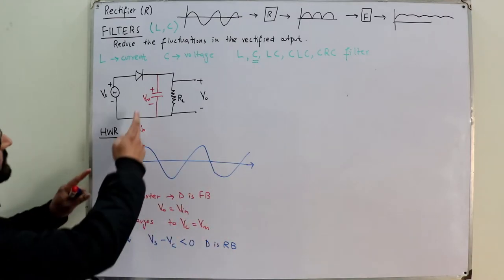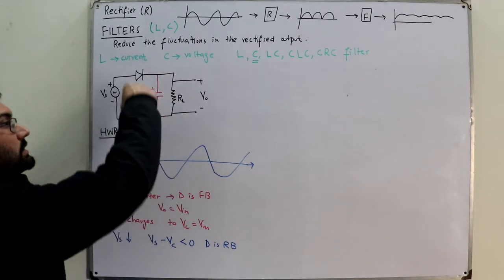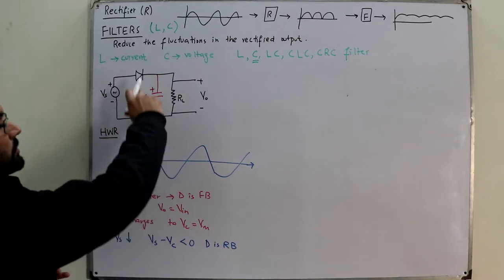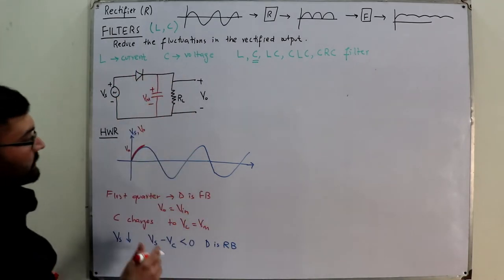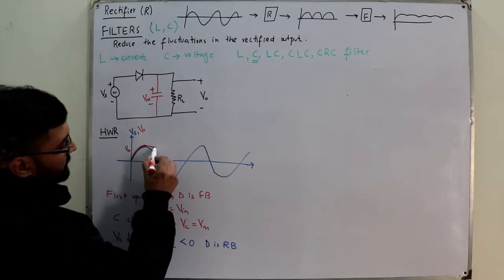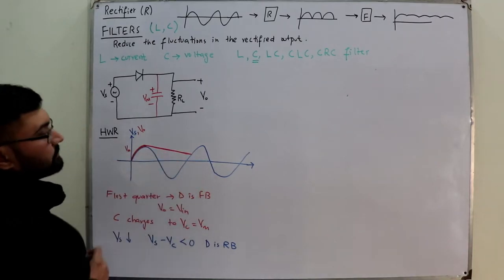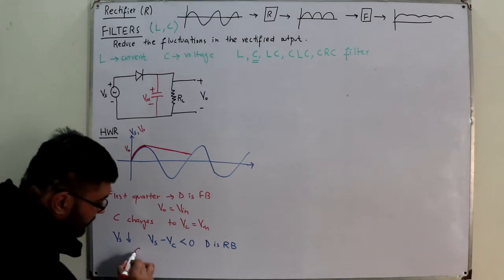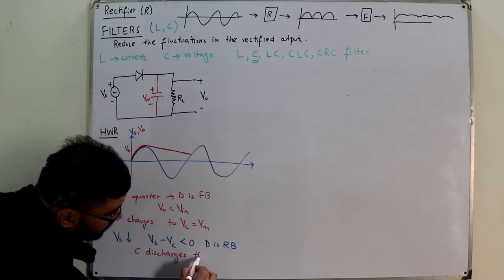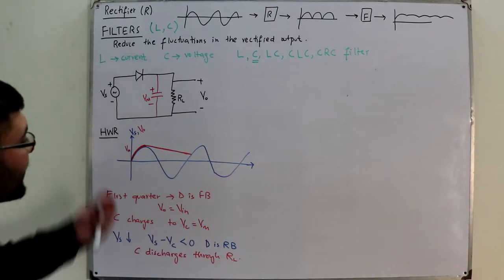So the diode is reverse biased, which means no current can flow on this side. The only path is for the capacitor to discharge through the load. It would provide a little current to it. Let's say from here it starts discharging, and it discharges till here. So C discharges through RL.